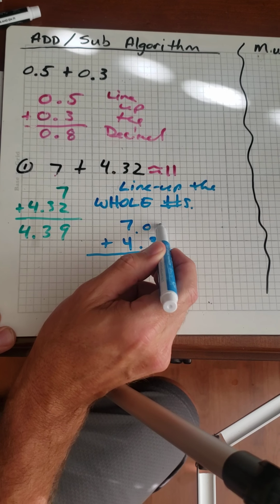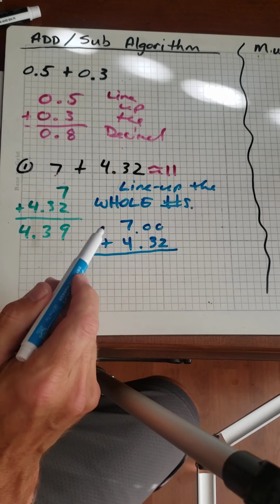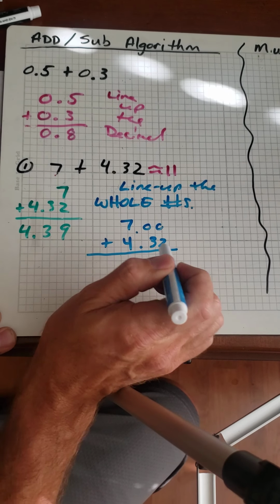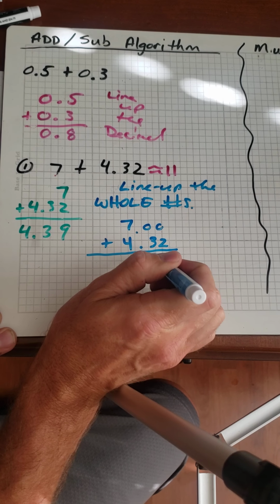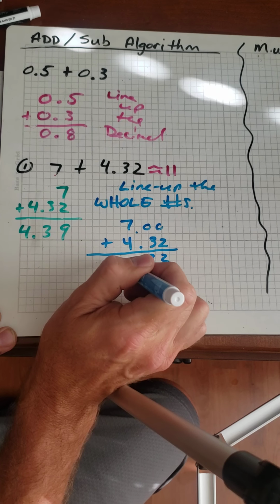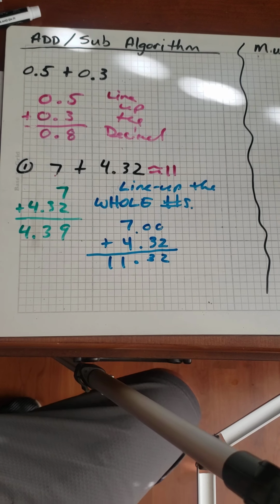They like to see that, okay, I have the same number of decimal places, but they don't have to. Literally, this problem is 7 plus 4 is really what we're doing here. So, okay, I go 2, I go 3, and then 7 plus 4 gives me 11, and it should be pretty close to 11, so 11.32, okay?